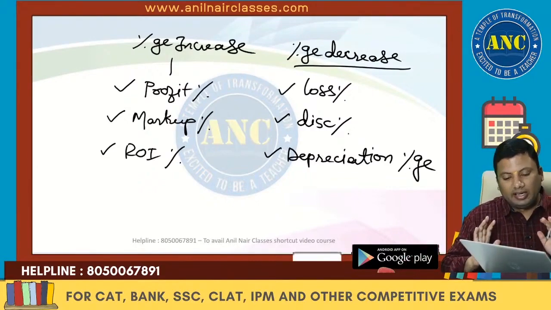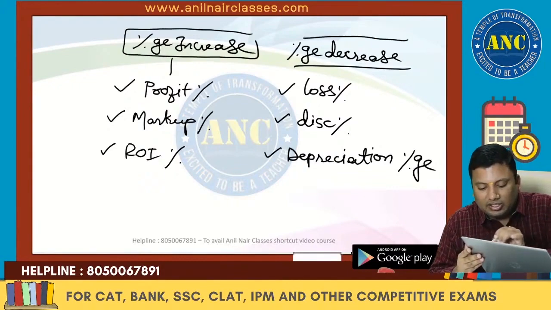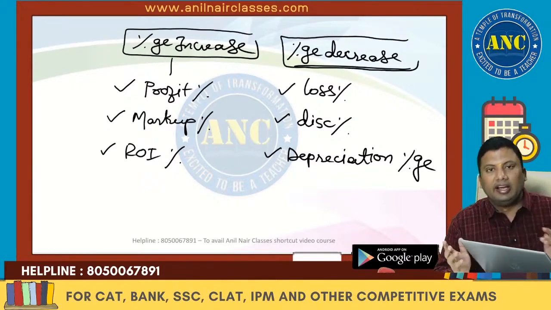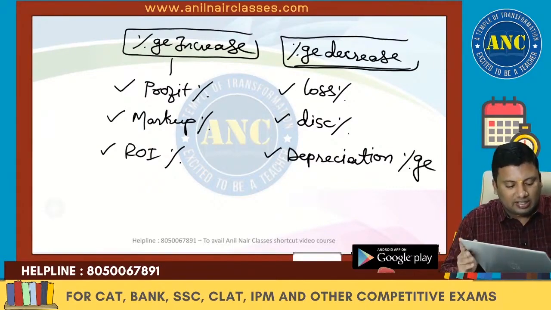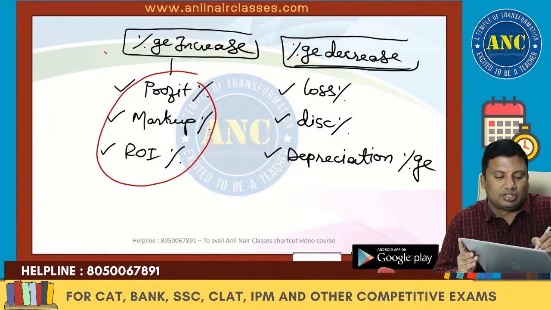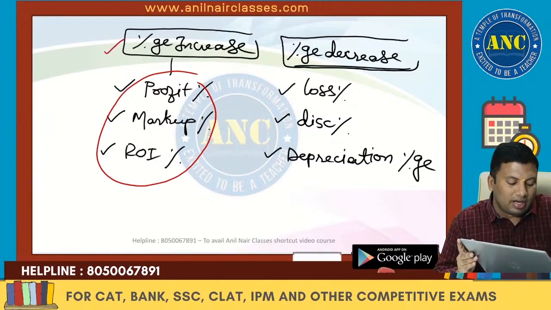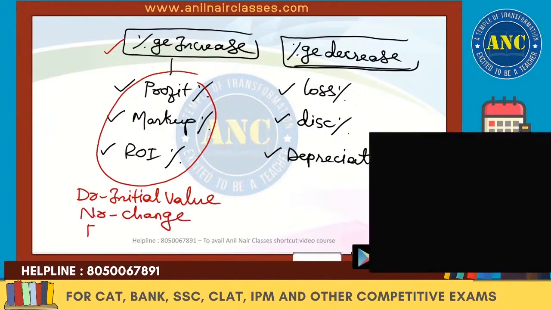I hope the entire idea of percentage increase and percentage decrease is clear to you. Wherever you find profit, markup and rate of interest, use this concept. What is the concept? Denominator is nothing but the initial value. Numerator is nothing but the change.